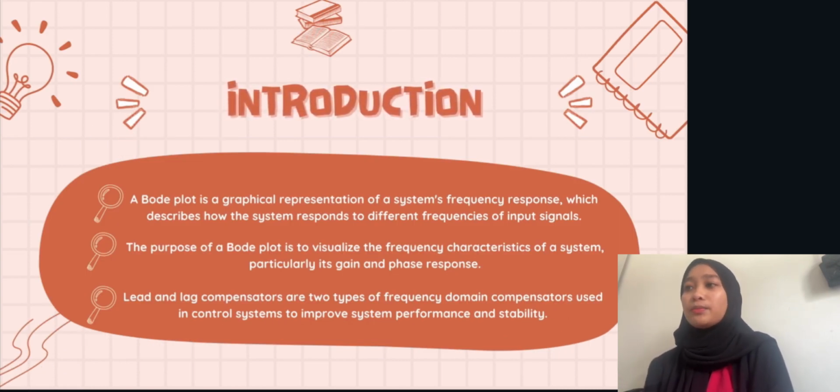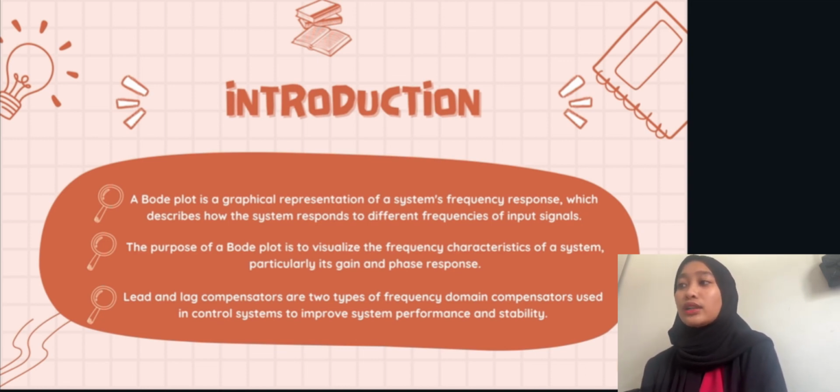Introduction. A Bode plot is a graphical representation of a system's frequency response, which describes how the system responds to different frequencies of input signal. The purpose of a Bode plot is to visualize the frequency characteristics of a system, particularly its gain and phase response. Lead and lag compensators are two types of frequency domain compensator used in control systems to improve system performance and stability.